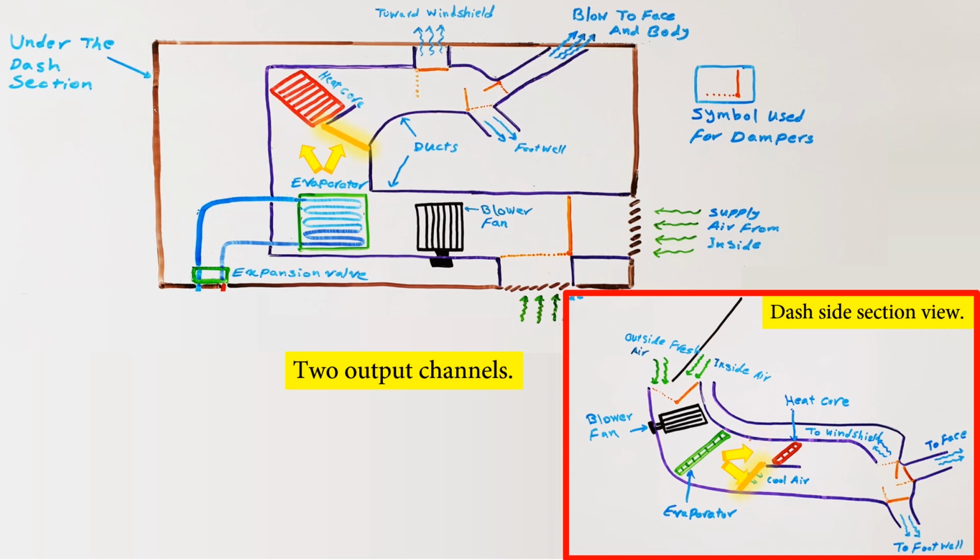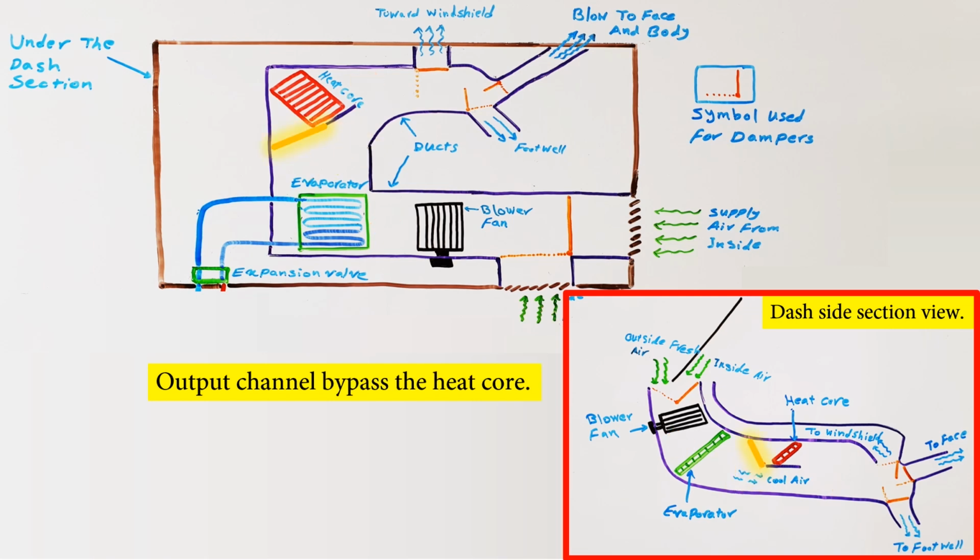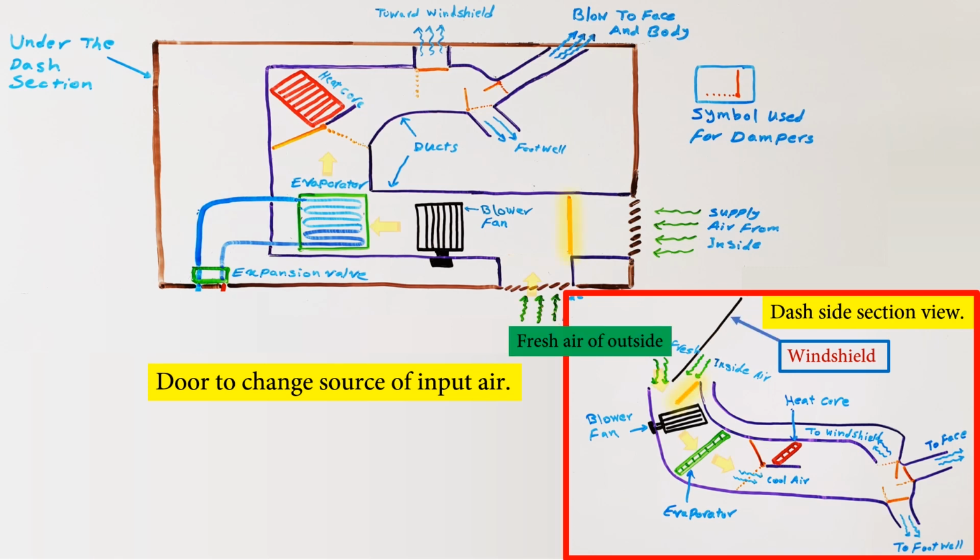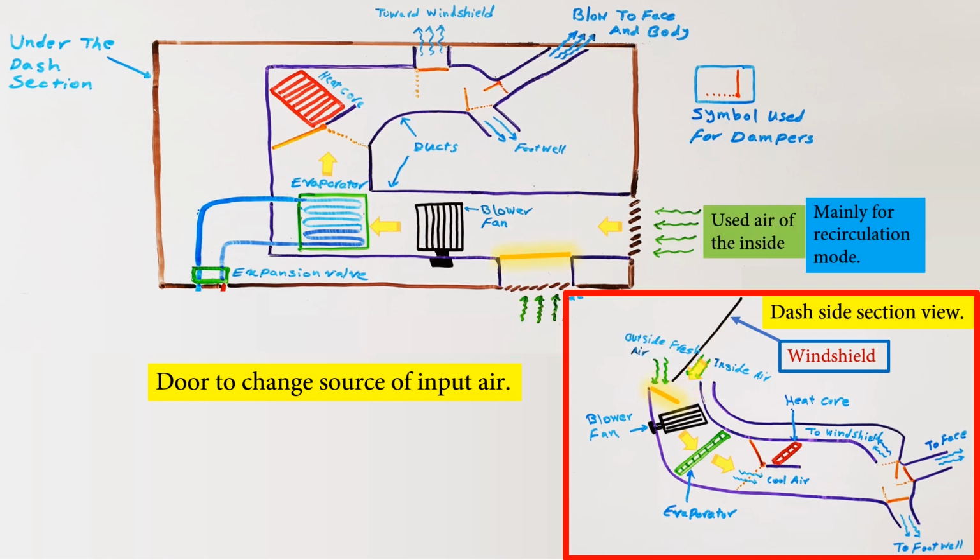One of these output channels guides the air to pass over the heat exchanger to make the air warm in cold conditions, and one channel bypasses the heat exchanger so the heating system doesn't affect the output air of the AC system. Also, before the AC fans, there is a damper that makes it possible for the system to change the source of the input air from the fresh air of the outside to the used air of the inside, or vice versa.